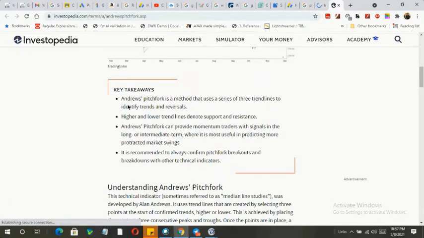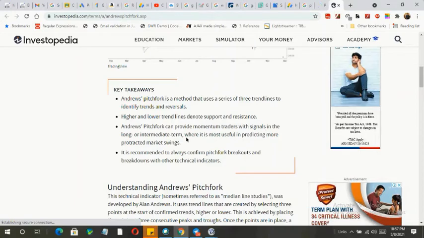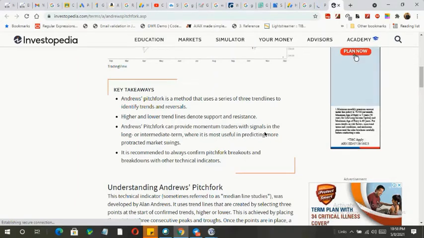So whatever the key takeaways are: Andrews pitchfork is a method that uses a series of three trend lines to identify trends and reversals. The higher and lower trend lines denote the support and resistance. Andrews pitchfork can provide momentum traders with signals in the long and intermediate term, which is most useful in predicting more protracted market swings.